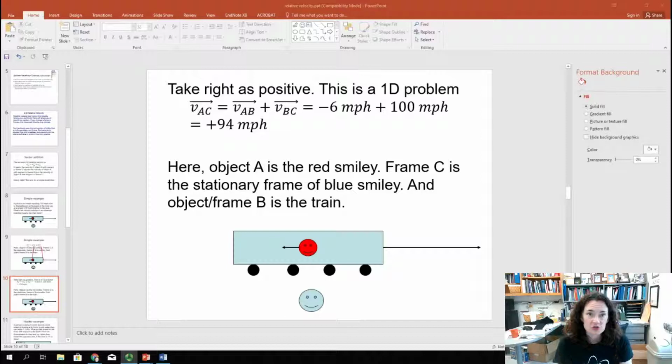So the dude on the train that's rushing to the back in the bathroom, he looks like he's going a little slower than the train because he's traveling opposite to that direction, okay? Which makes his relative velocity for the blue smiley guy a little lower, all right? Hopefully that's pretty clear, but if not, pause it for a second and stare at it until it makes sense to you.